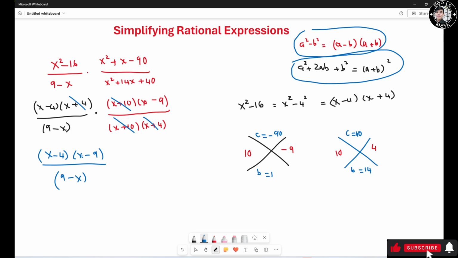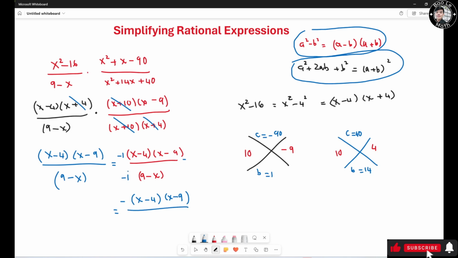Now I look at this one, I see that s minus 9 and 9 minus s, they are opposites. So I need to multiply the numerator and denominator by negative 1, right? So I have s minus 4 times s minus 9 over 9 minus s right here, right? So I multiply by negative 1, right? Now the numerator I just rewrite negative 1, so I put negative sign times s minus 4 times s minus 9.